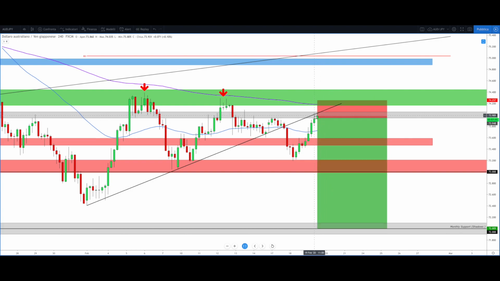Keep your eyes around this level because a clear reaction could bring the price to a real collapse and give us a great entry point.